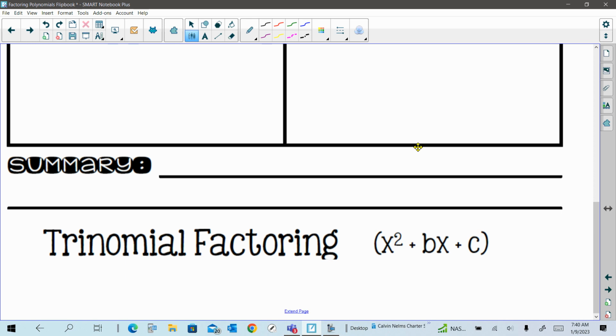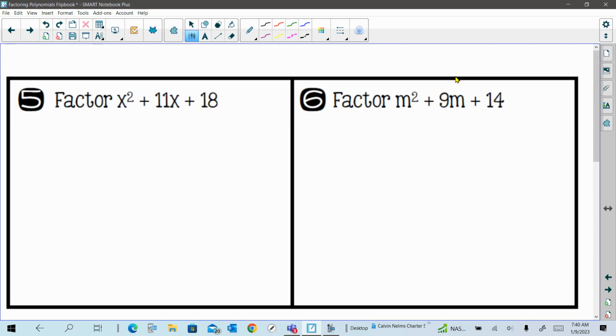Trinomial means 3 terms: 1, 2, 3 terms. This is when the coefficient of the first term is 1. The way this works, you look at the last term. This would be our A, that's ax squared. This is our B, and then the last term is our C. So we focus on the C.